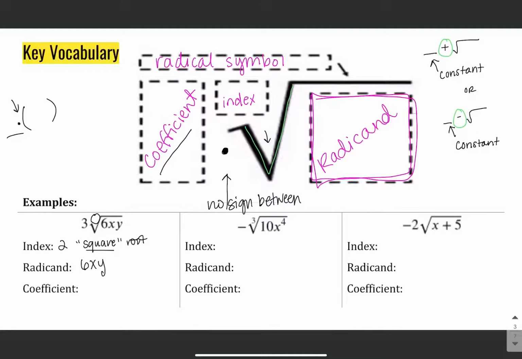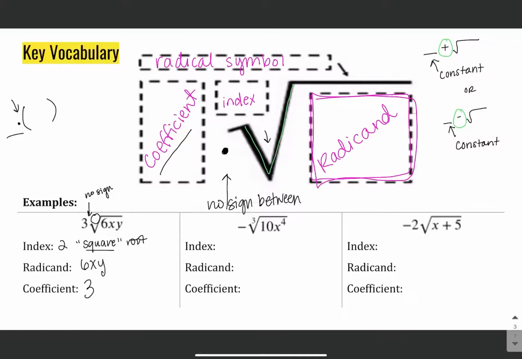Now 3 is written in front of the radical symbol. It's larger. It's not like the index. The index is meant to be smaller. And notice how there's no sign between the 3 and the radical. So that means 3 is a coefficient.